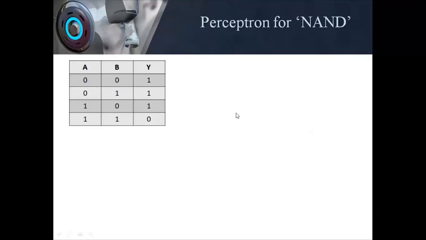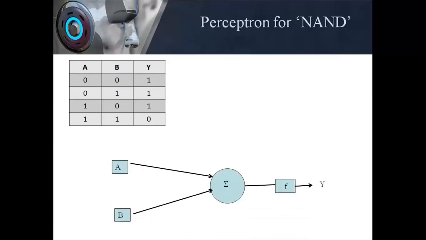We take the example of a simple NAND gate for the perceptron to understand how it works. A NAND gate works exactly opposite to an AND gate. If both inputs are 1, the output is going to be 0, else the output is going to be 1. As a basic model, I have two inputs A and B, a summation unit, an activation function, and finally my output Y.